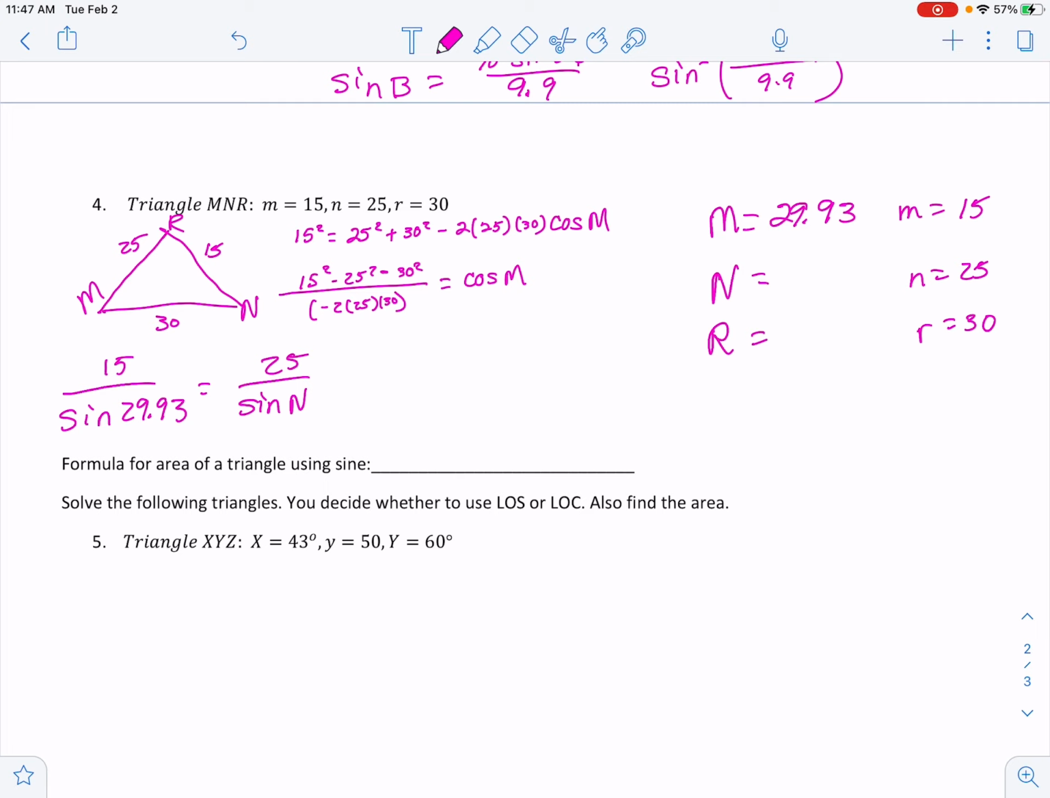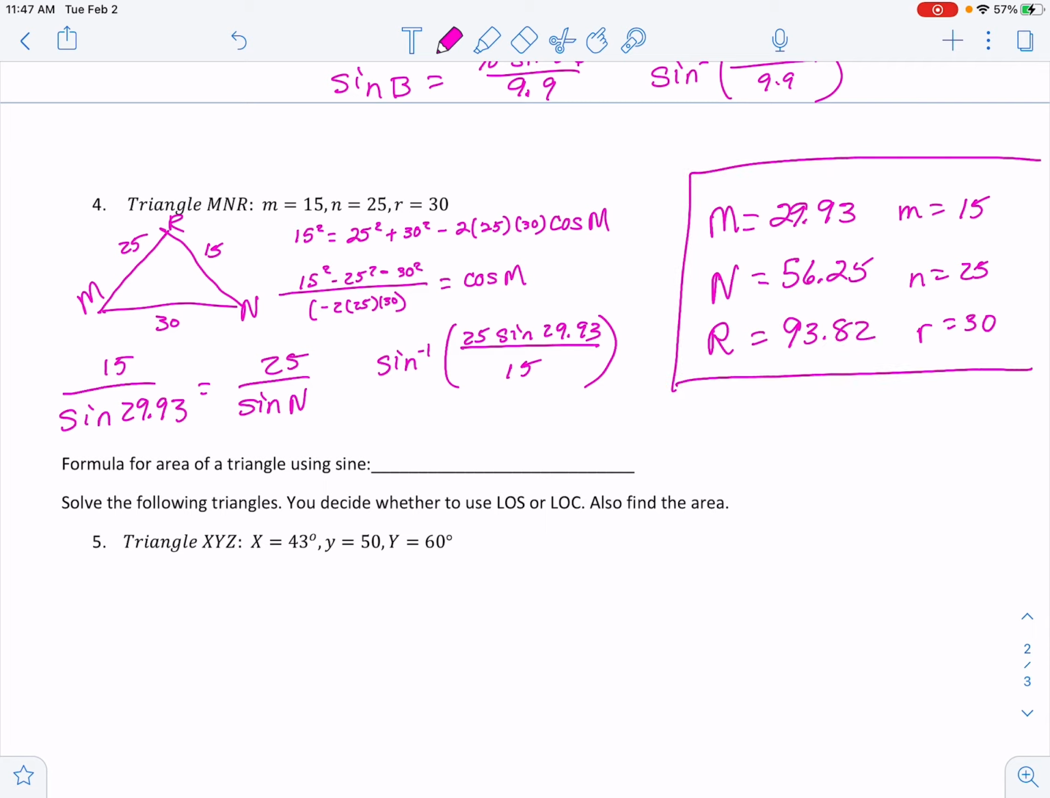Or you do the inverse sine of n is 25 times the sine of 29.93 divided by 15. And I ended up with n was 56.25. You subtract them both from 180 and you get 93.82. I know that was fast, but you can always pause it, get out your calculator, and check it. Okay? All right, last thing.